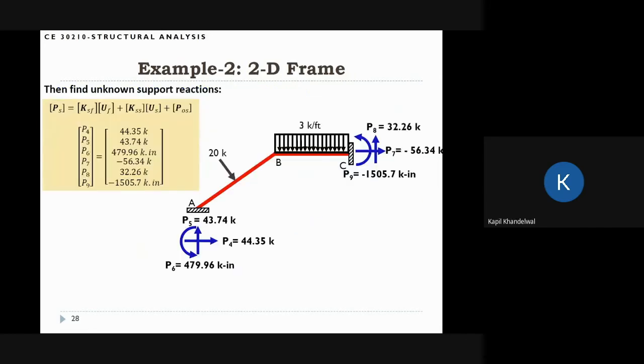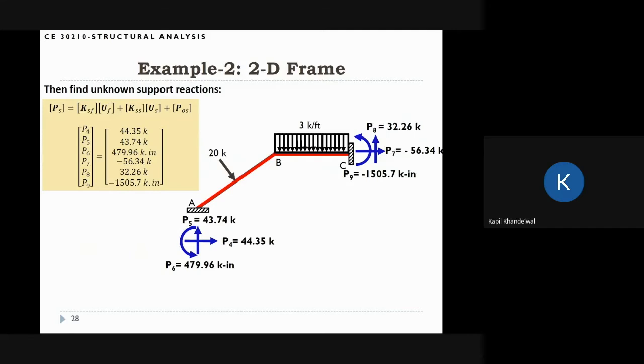And then we can go ahead and find the support reactions. When we want to find the support reactions, we need the information from POS, KSF UF plus KSS US. So we have to do the algebra here, and if we do the algebra, this is the answer we'll get. These are the 6 support reactions: P4, P5, P6, P7, P8, P9. So we have all the numbers here. And if we check the equilibrium of these forces, we'll see that these numbers are all in equilibrium.